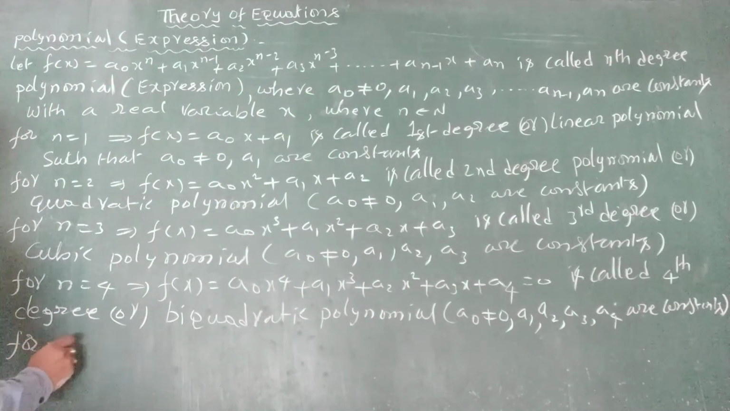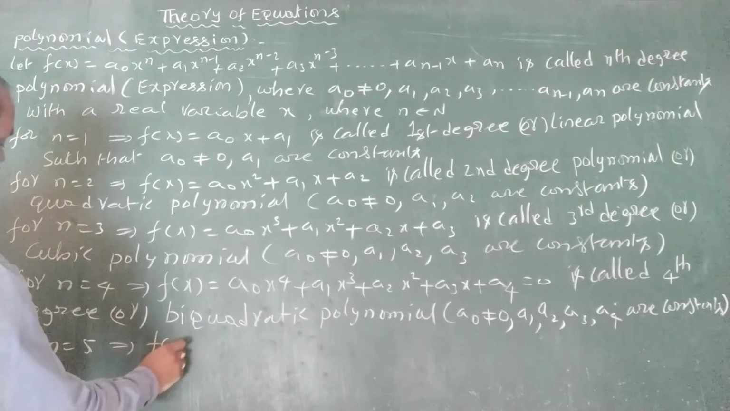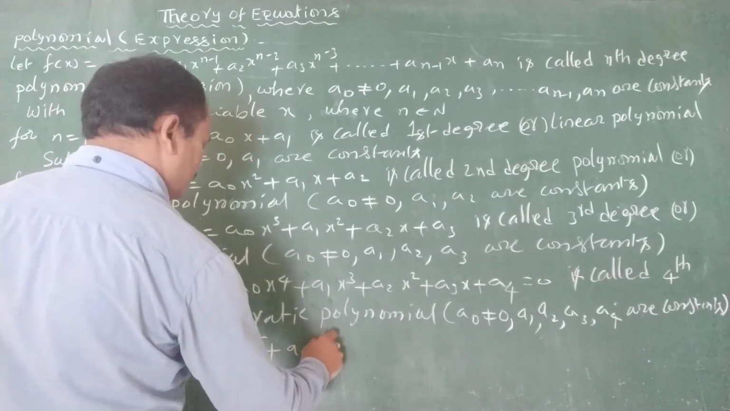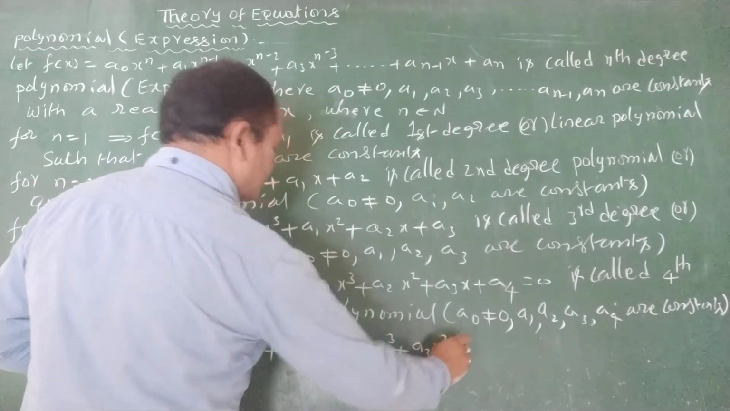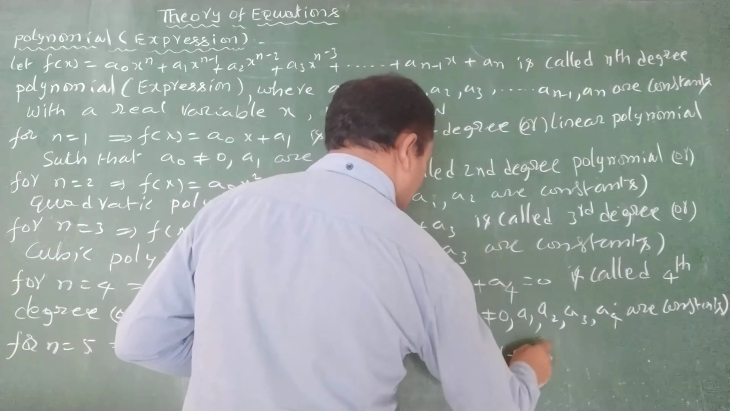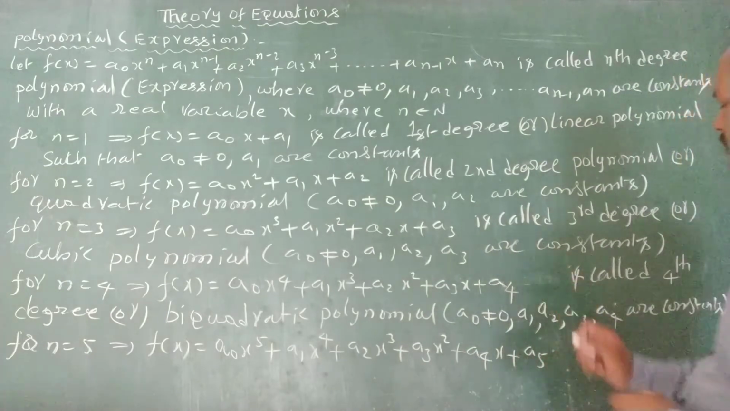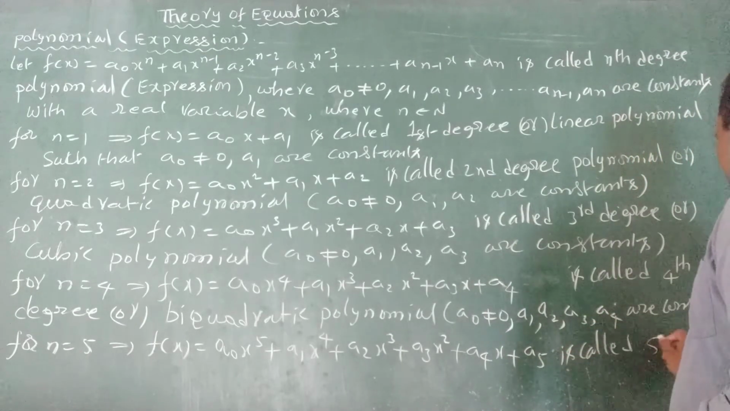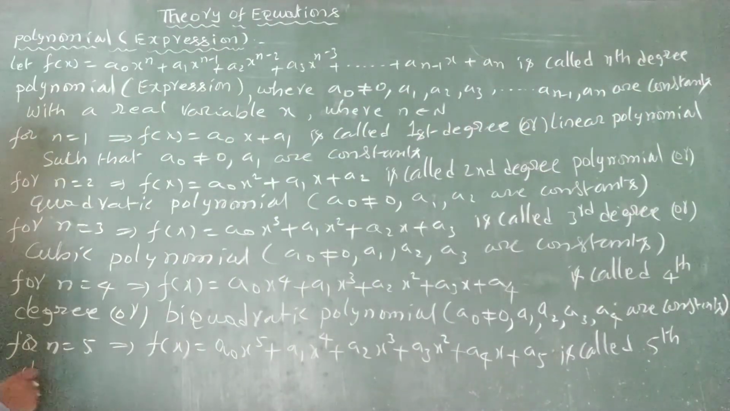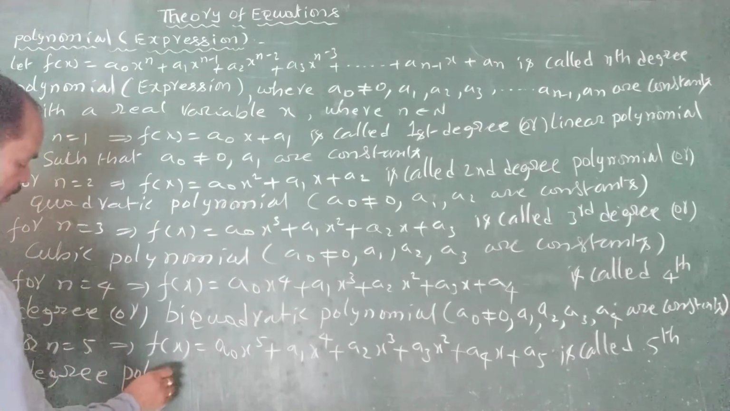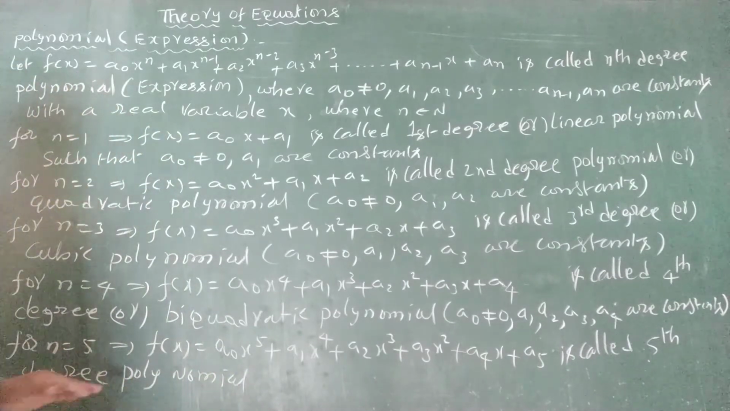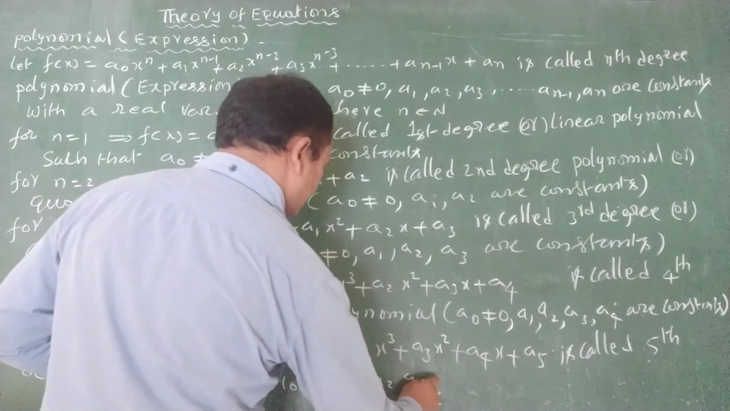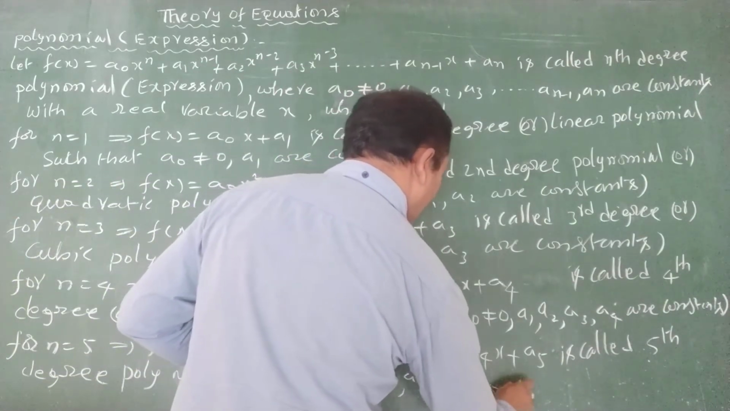For n is equal to 5, f of x is equal to a naught x power 5 plus a1 x power 4 plus a2 x cube plus a3 x square plus a4 x plus a5 is called a fifth degree polynomial, where a0 not equal to 0, a1, a2, a3, a4, a5 are constants.